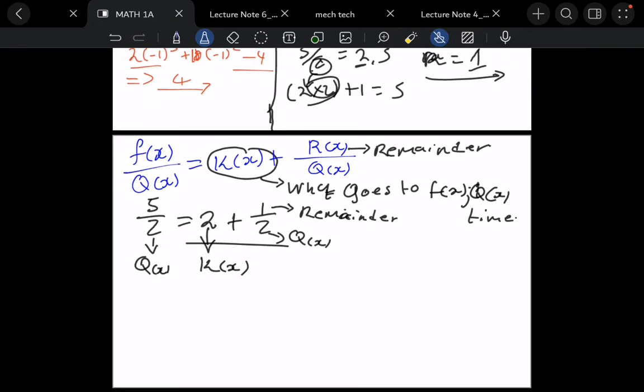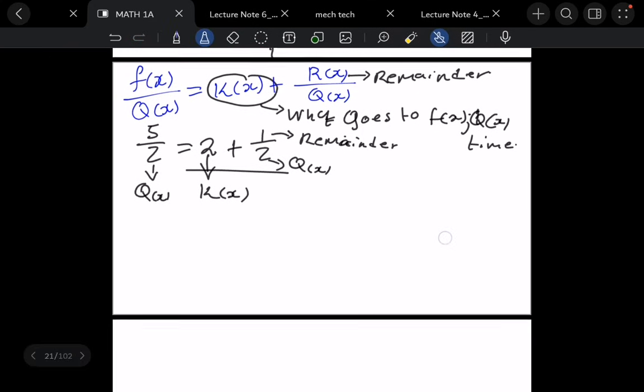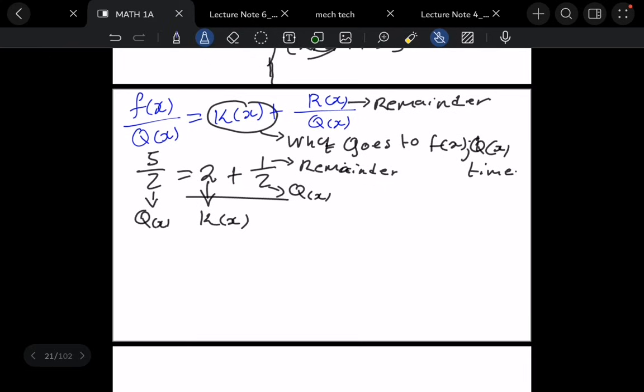How many times does it enter at that point? Right. To find this thing here, we need to use something called the long division.